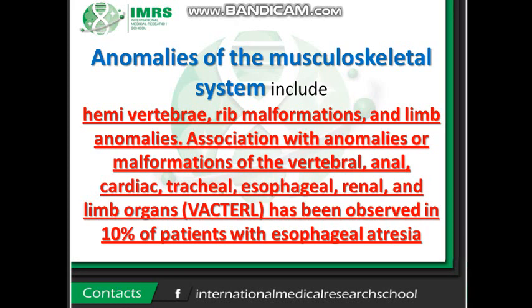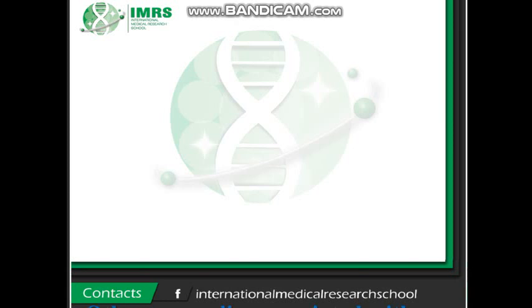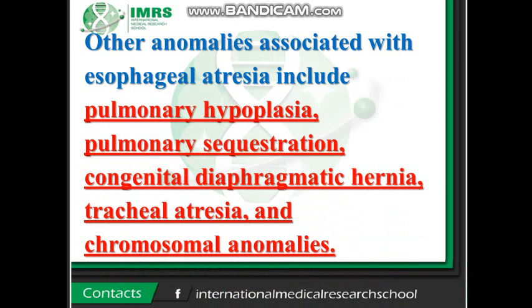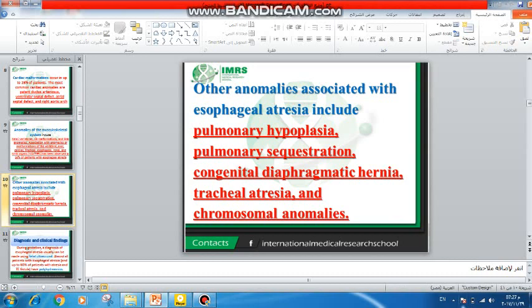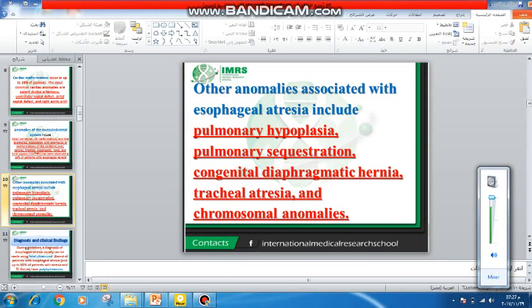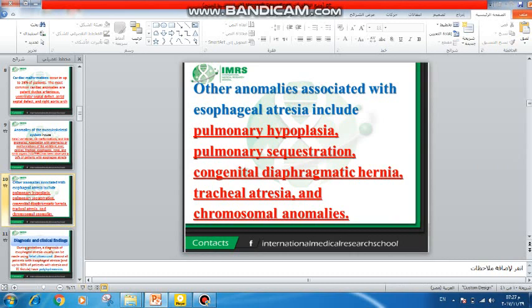Bacteria have been observed in 10% of the patients with esophageal atresia. Also, other anomalies associated with esophageal atresia include pulmonary hypoplasia, pulmonary sequestration, congenital diaphragmatic hernia, tracheal atresia, and chromosomal anomalies.